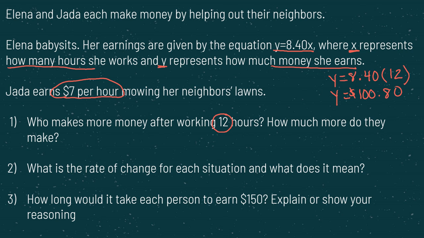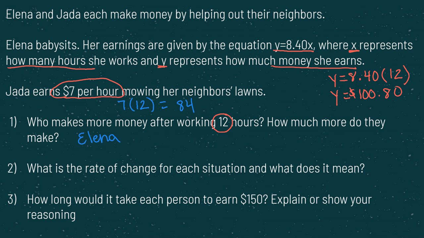So now let's look at Jada. If Jada earns $7 per hour and she's working for 12 hours, I can do 7 multiplied by 12. So the amount of money she makes per hour multiplied by the number of hours she works. And what is 7 times 12? 7 times 12 is 84. So who makes more, Jada or Elena? Elena makes more, because Elena makes $100.80 for 12 hours, and Jada only makes $84.